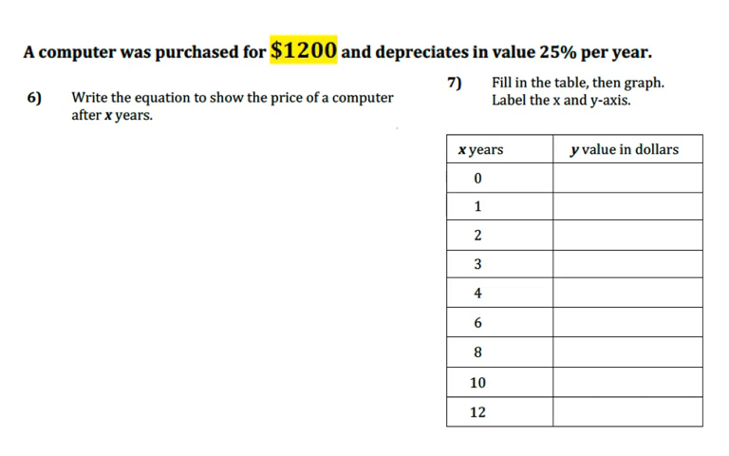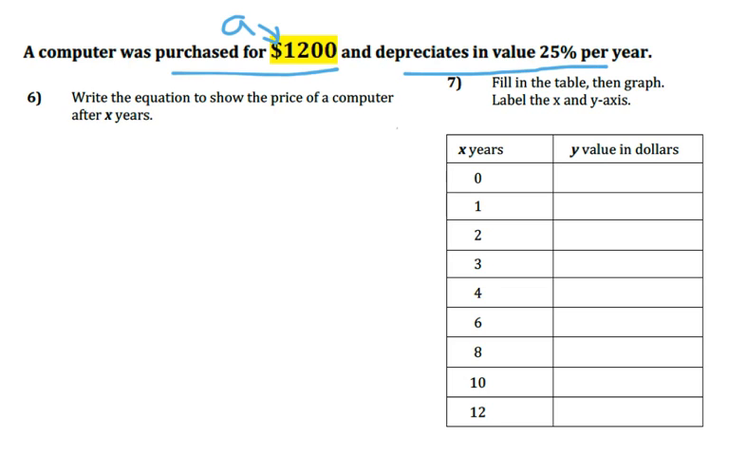Okay, a computer was purchased for $1,200 and depreciates in value 25% per year. Number 6. Write the equation to show the price of a computer after x years. So if we look back up at our situation, we know it was purchased for $1,200, so this is going to represent our a, or our initial value. And it says it depreciates in value 25% per year.